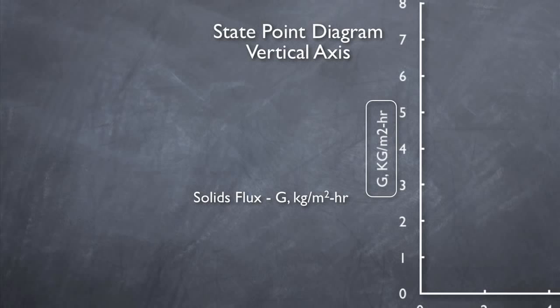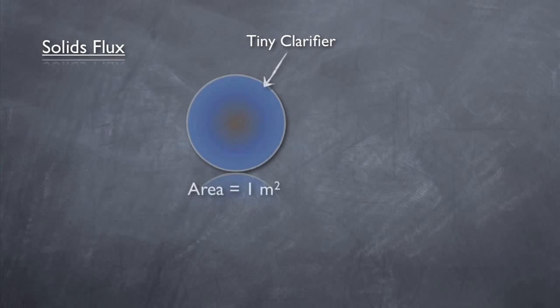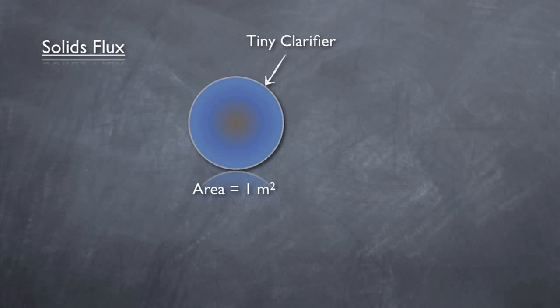In this case, the solid's flux is the mass of solids passing through the clarifier in 1 hour, normalized to 1 square meter of clarifier area. Now that was a mouthful. Let's try and simplify it. Imagine a tiny clarifier with a surface area of only 1 square meter. The flux in this case would be equal to the total mass of solids passing through the clarifier in 1 hour. So if 1 kilogram of mass were to pass through in 1 hour, the flux would be 1 kilogram per meter squared hour.